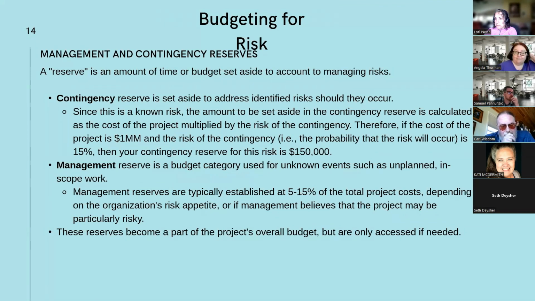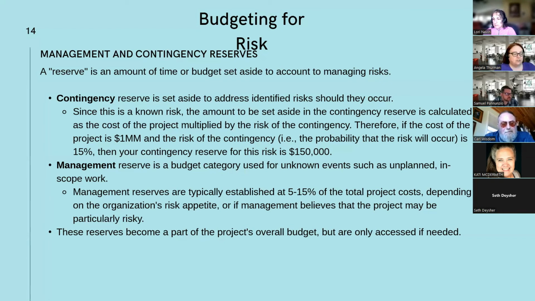All right, budgeting for risk. There are two types of budget for risk. There is the management and the contingency reserves. Now, a reserve is simply like an account. It's an amount of either time or money that is set aside to account for your risk management. So a contingency reserve is set aside to address identified risk should they occur.